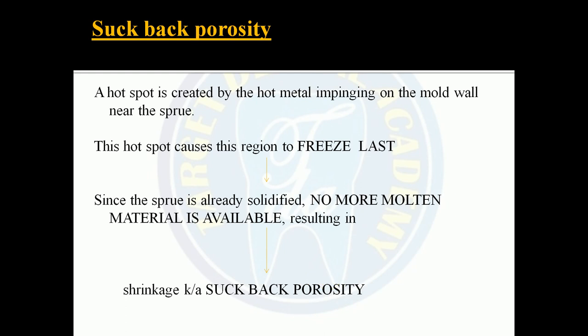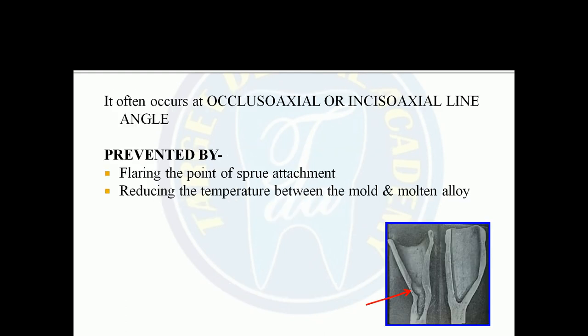There was a question related to suckback porosity, okay, I'm telling you later. It often occurs at the occlusoaxial or the incisoaxial line angle, very important, and can be prevented by flaring the point of sprue attachment and reducing the temperature difference between the mold and the molten metal.